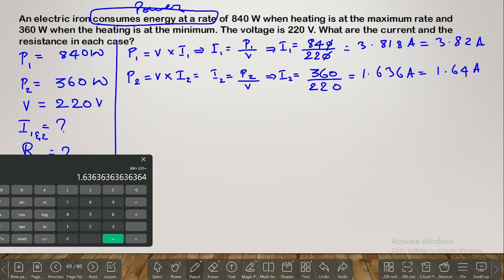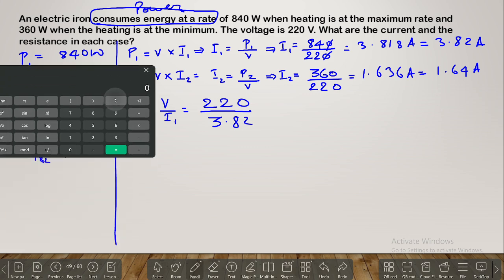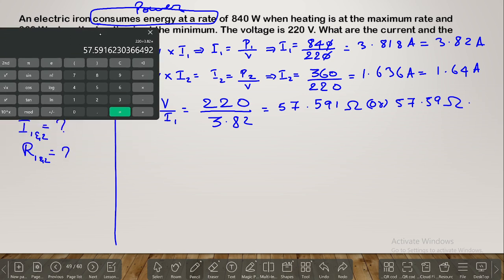Now we'll calculate the resistance. Resistance you can easily calculate by using the Ohm's law formula. R1 is equal to V by I1. V is going to be 220, and what is the value of I1? We calculated 3.82. Now divide these two numbers. 220 divided by 3.82 will be equal to 57.591 ohm, or 57.59 ohm.